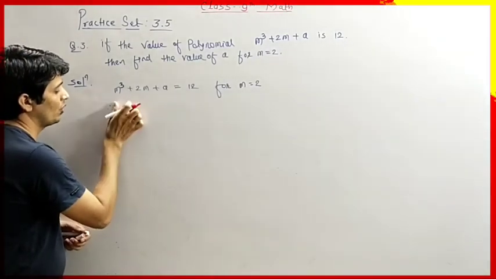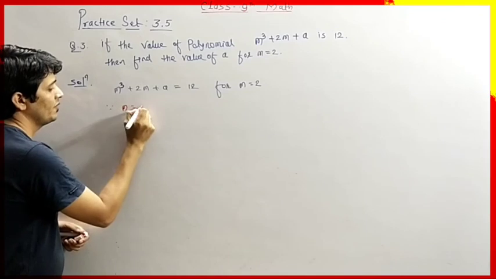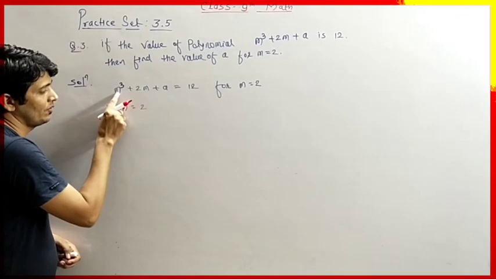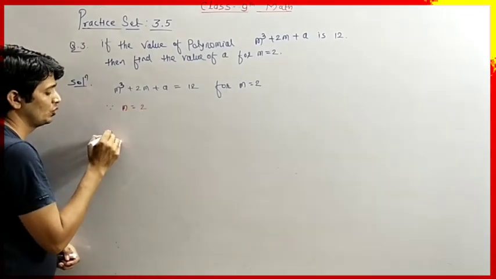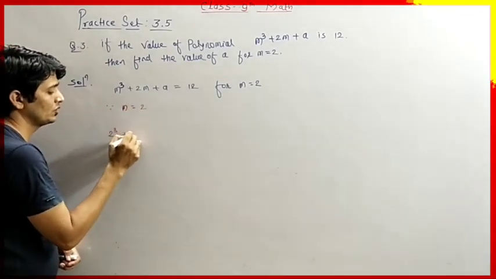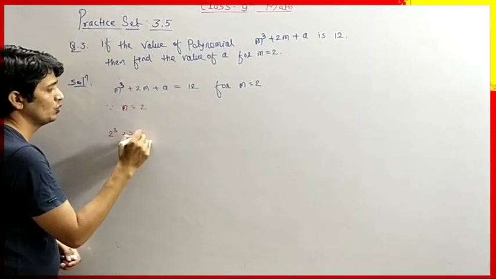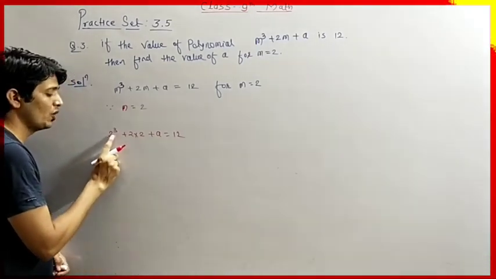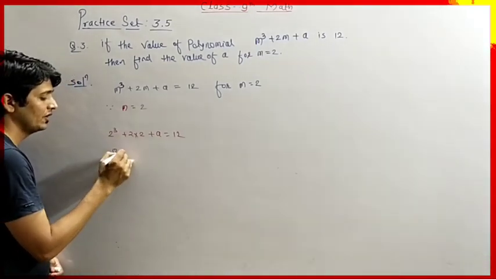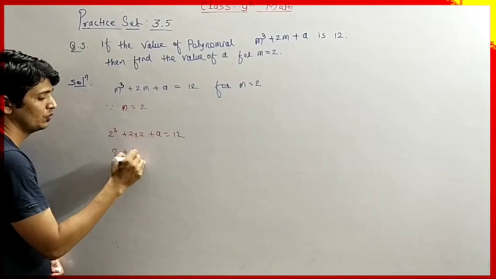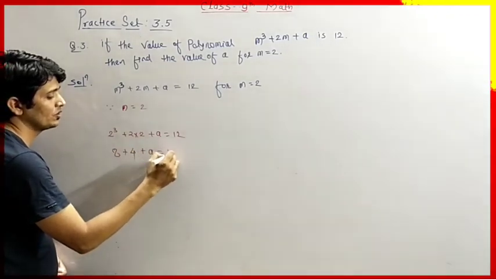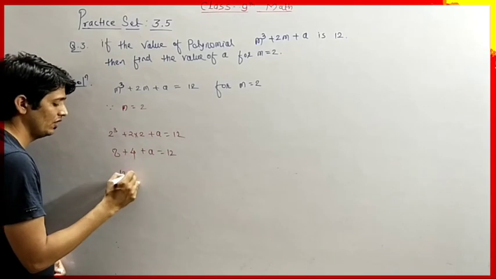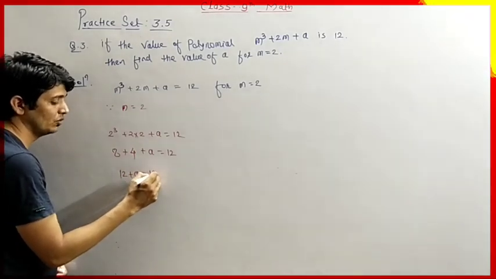Since m equals 2, instead of m we have to write 2. So 2 cube plus 2 into m, m is 2, plus a equals 12. So cube of 2 is 8, plus 2 into 2 is 4, plus a equals 12. So 8 plus 4 is 12, plus a equals 12.